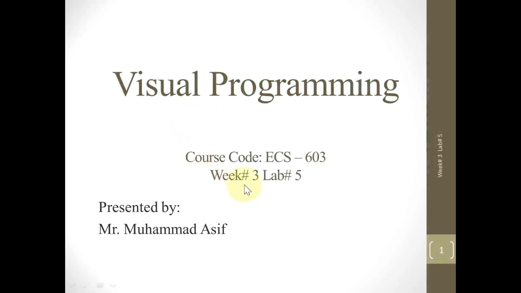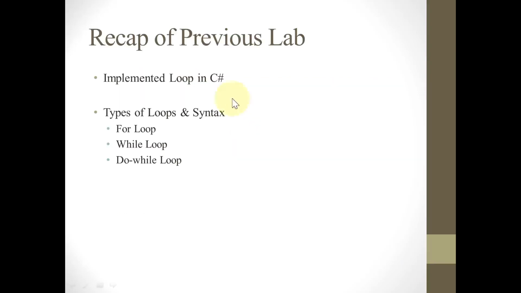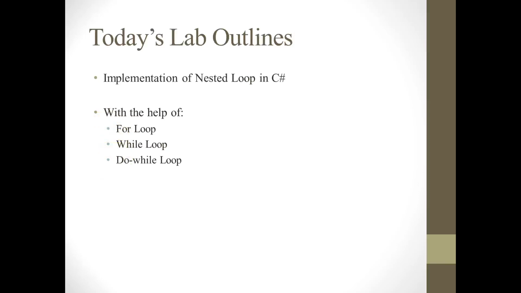Students, this is our week number 3 and lab number 5. In our previous lab we learned how to implement loops in C# and the types of loops: the for loop, the while loop, and at the end the do while loop. In today's lab class, inshallah, we will learn what a nested loop is and how it is implemented in C#. We will achieve this nested loop with the help of the for loop, while loop, and the do while loop.